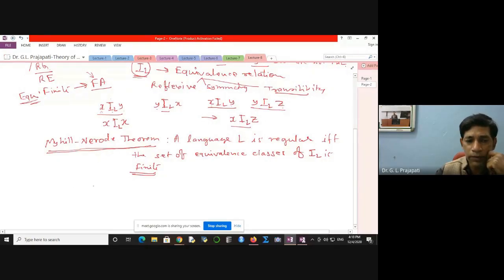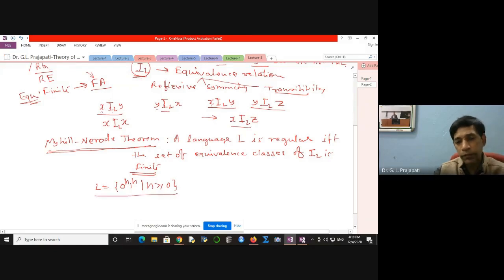Say you have the language 0^n 1^n, where n is greater than or equal to 0. Now you may think, can you construct the FA for this language? If you want to construct the FA for this language, what does this mean? Your FA must have a finite number of states, and this means you must have a finite number of equivalence classes. So how would you know whether this FA has a finite number of equivalence classes?